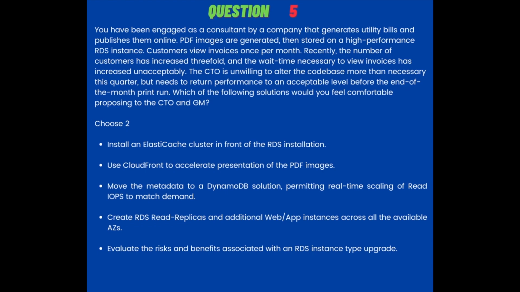Okay, let's look at option number one one more time. Install an ElastiCache cluster in front of the RDS installation. As I mentioned, these utility bills are generated once a month and have very customer specific data in them. So it may not be useful, because the reports will be generated individually for every customer. So I don't think option number one will be good for this.